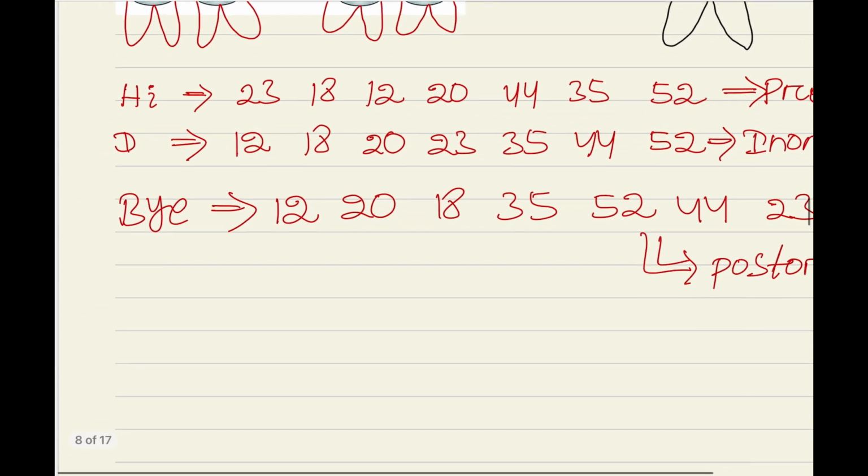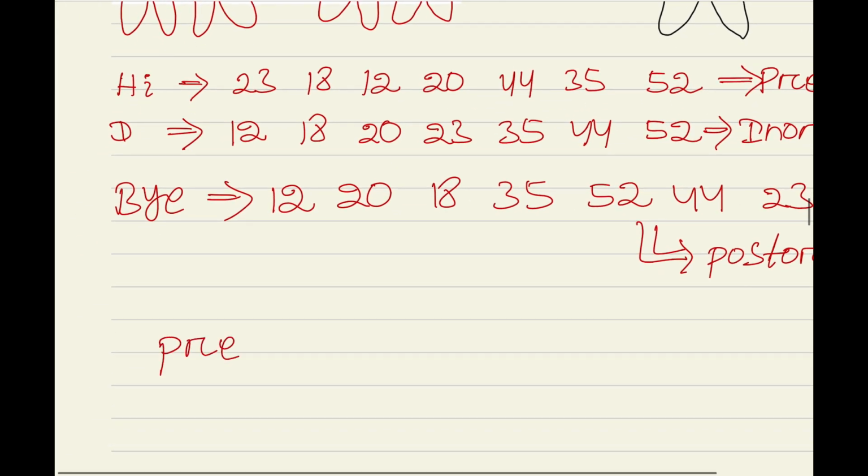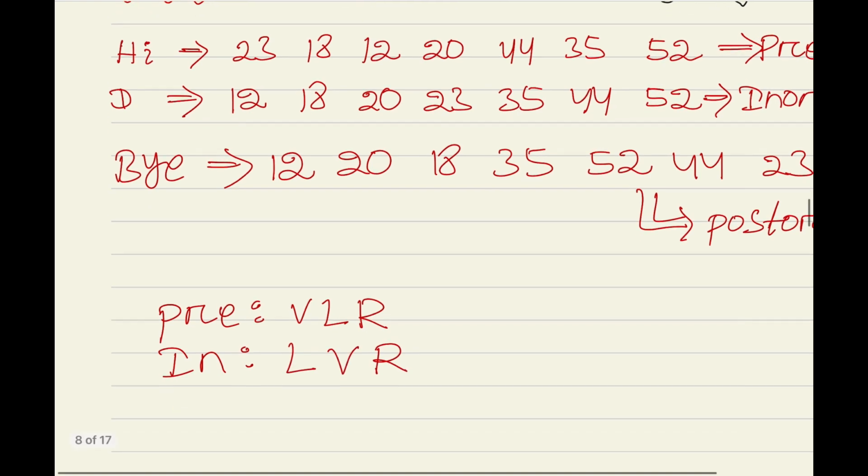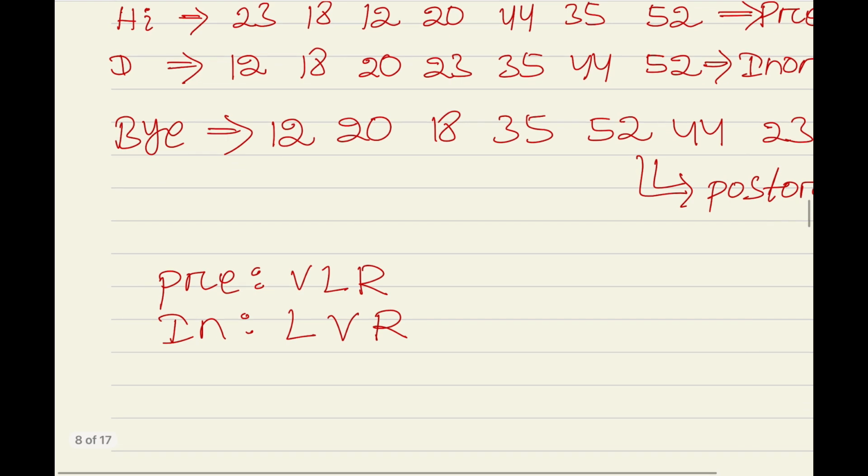And formally we can say pre-order is like this. In pre-order, first visit the root, then visit the left subtree, then the right subtree. I am writing V for visiting the root. And in-order: first visit the left subtree, then visit the root, then visit the right subtree. V I am writing for visiting the root.